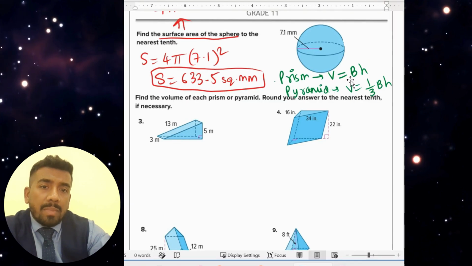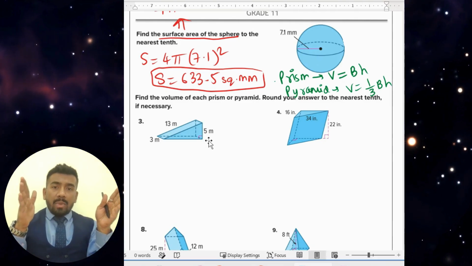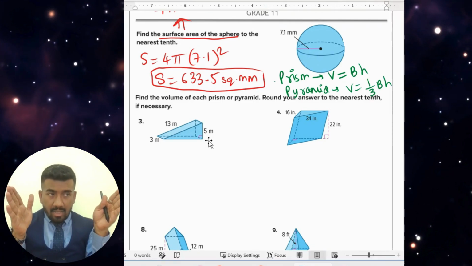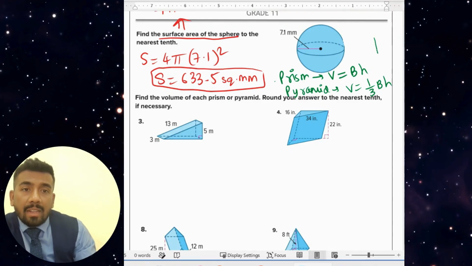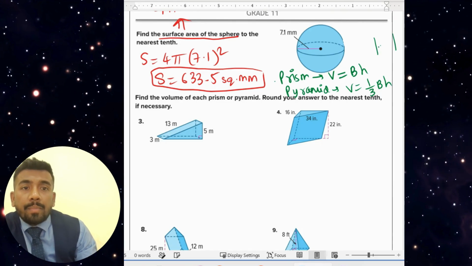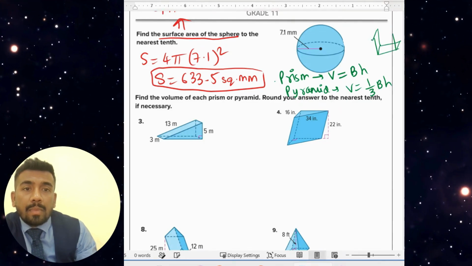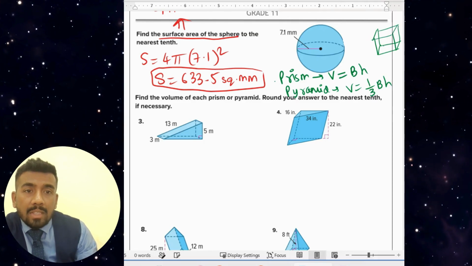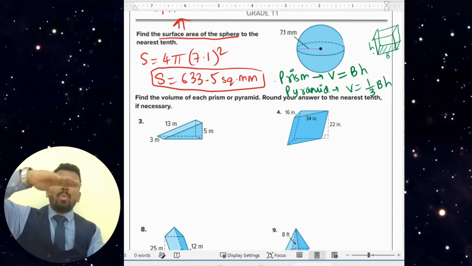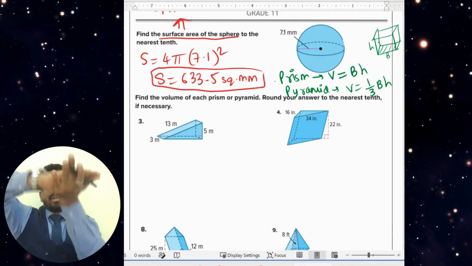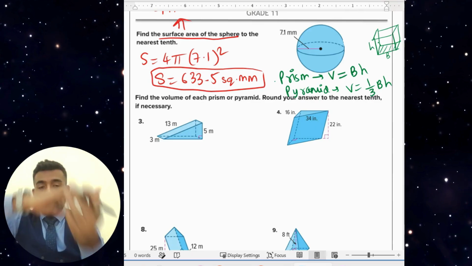So the prism is B times H, the base times the height. A prism is something which remains constant throughout. If the base is this, it remains constant throughout. Like if I take a cube like this, this base is constant throughout its height. So I just multiply this B with the edge, and when you multiply, it covers. So that's a prism, and the volume becomes B times H.